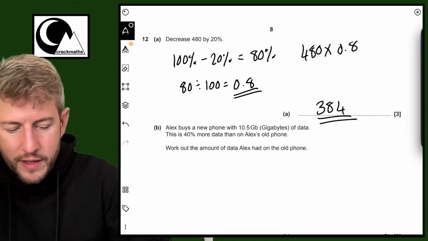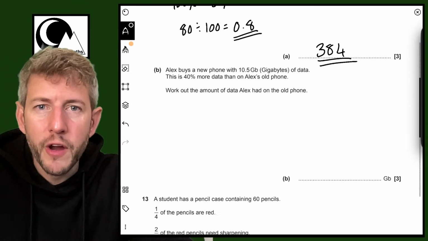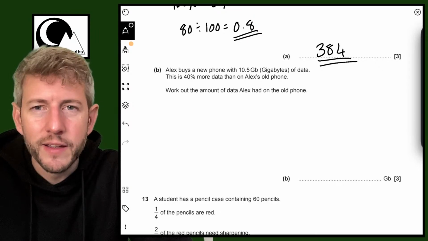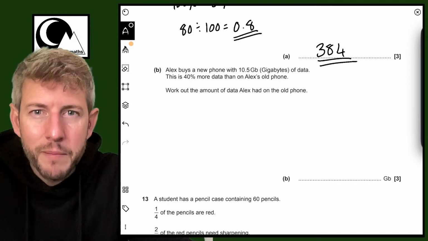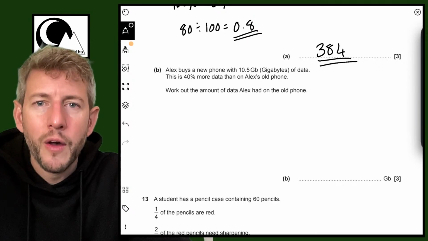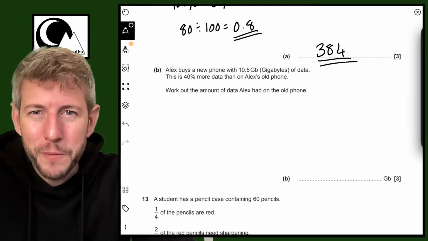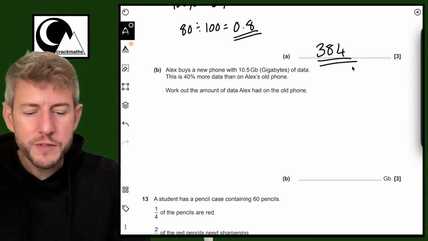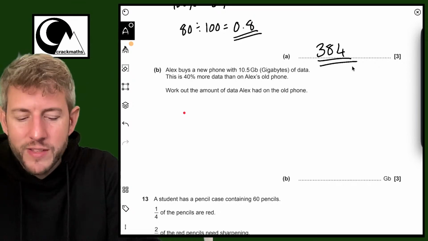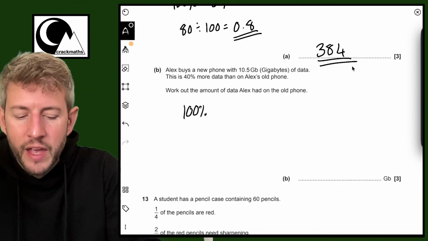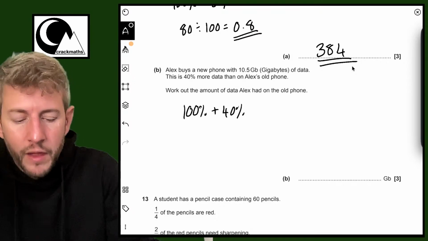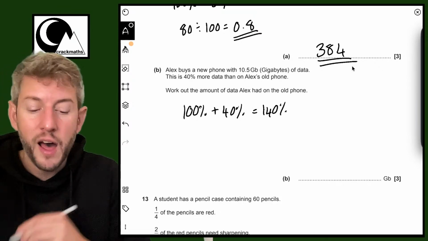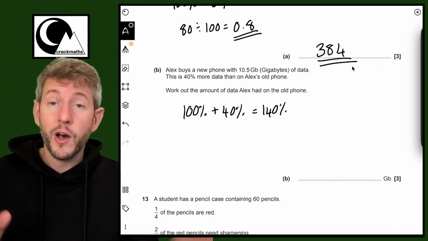So part B says, Alex buys a new phone with 10.5 gigabytes of data. This is 40% more data than on Alex's old phone. Work out the amount of data Alex had on his old phone. So if this was a 40% increase, if we think about his old phone having 100% data, if we add 40% to that, that gives us 140%, okay? So Alex's new phone has 140% of the data of his old phone.